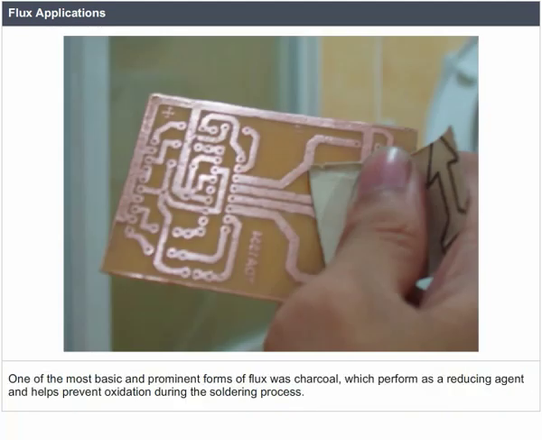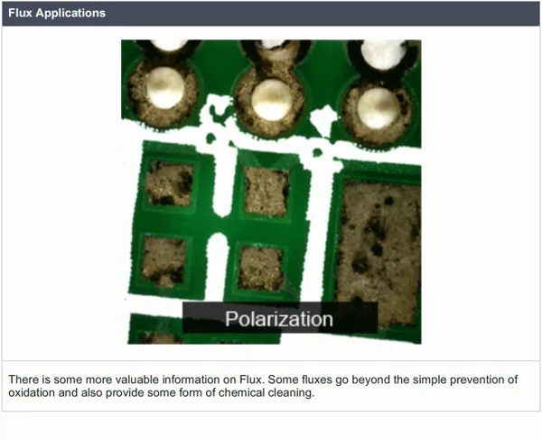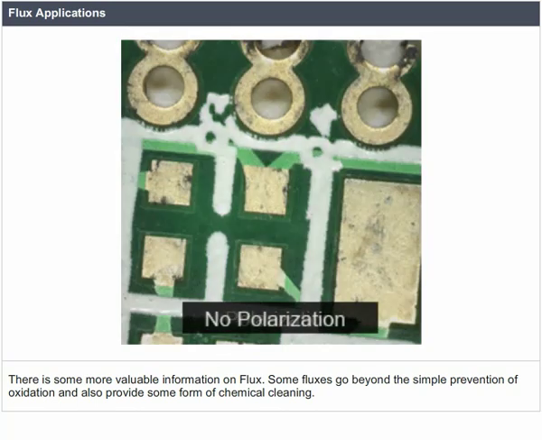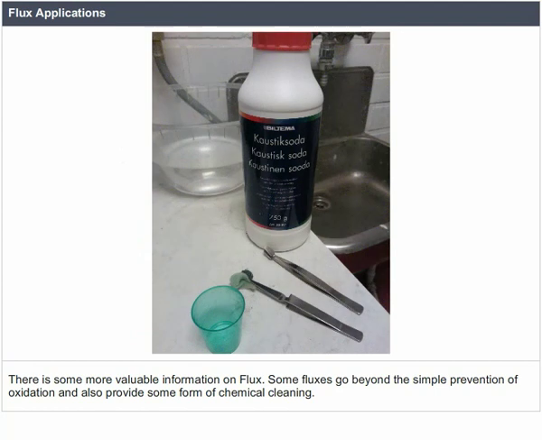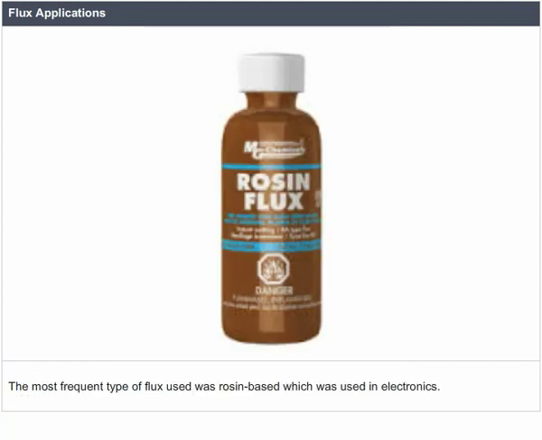One of the most basic and prominent forms of flux was charcoal, which performs as a reducing agent and helps prevent oxidation during the soldering process. There is some more valuable information on flux. Some fluxes go beyond the simple prevention of oxidation and also provide some form of chemical cleaning. The most frequent type of flux used in electronics is rosin-based.